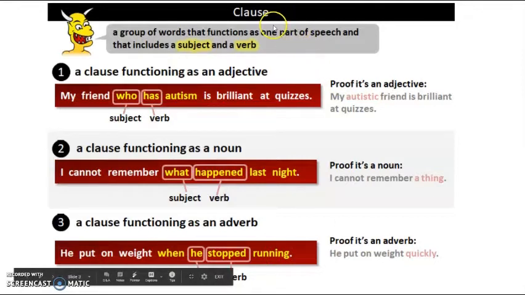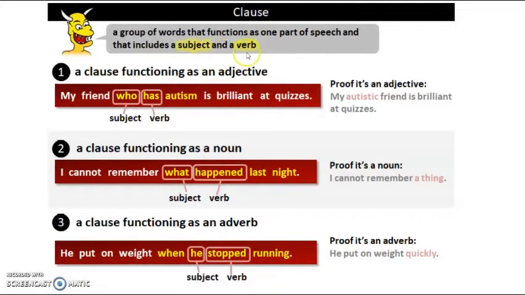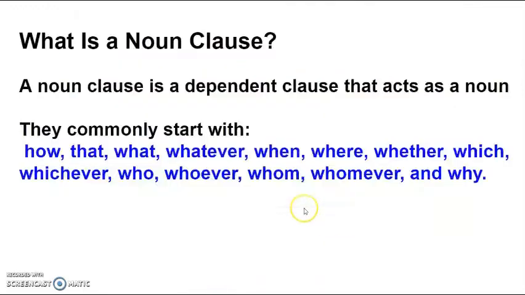So we can have a clause, which is, let's say, a little sentence, which has a subject and a verb, within, right? Within, inside another sentence. That's why it can work as an adjective, noun, or an adverb. In this case, this week we are going to focus on the noun clauses. So what is a noun clause? A noun clause is a dependent clause or a sentence, remember, that has a subject and verb that acts as a noun. And they commonly start with these words.